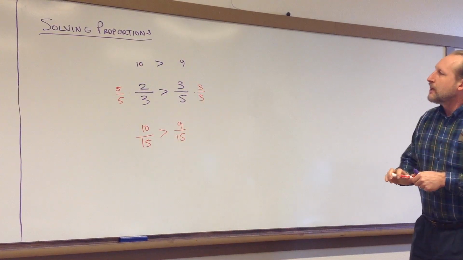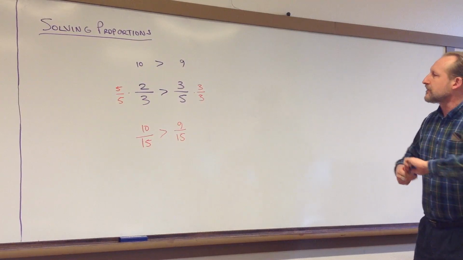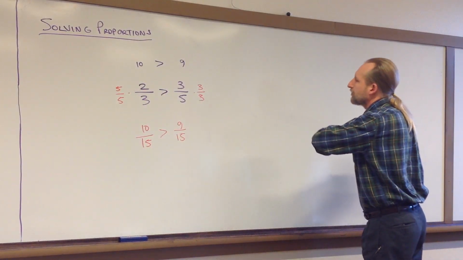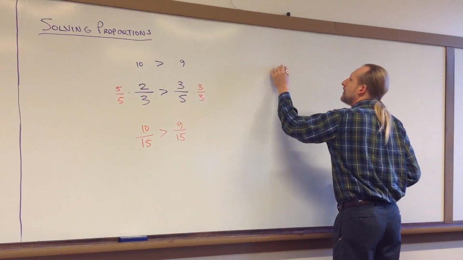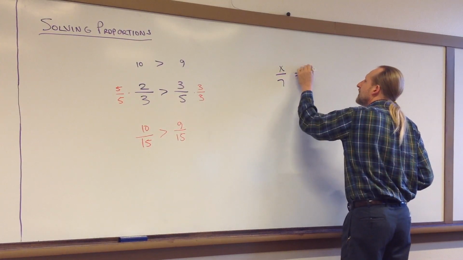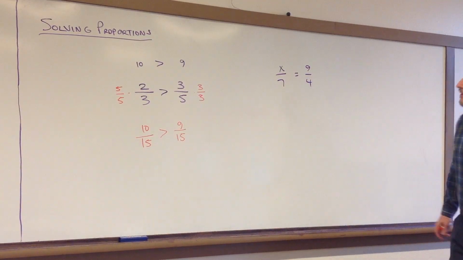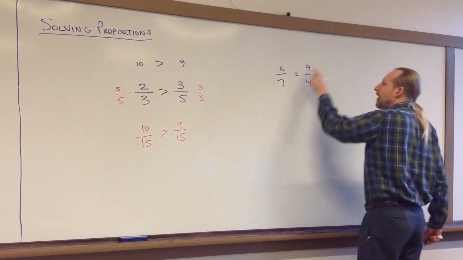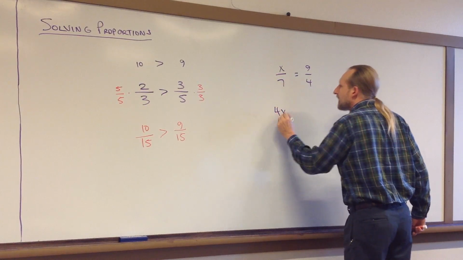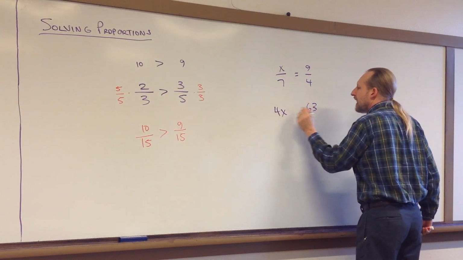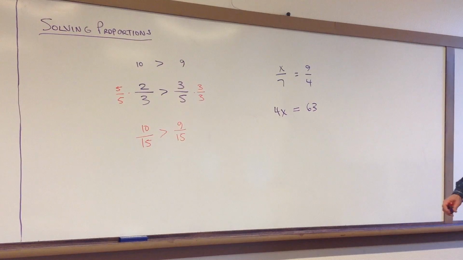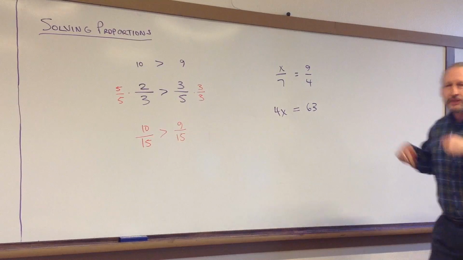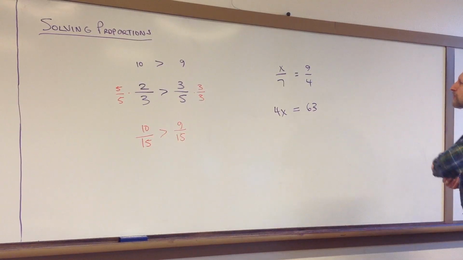Okay? So, same thing goes, let's just take a very simple example here. Let's say we've got x/7 equals 9/4. So one way to go about doing that is that if these two fractions are equal, then when we do this cross multiplying, 4 times x, 7 times 9, those two things should be equal as well, for the same reason. Okay, so there's that cross multiplying step.